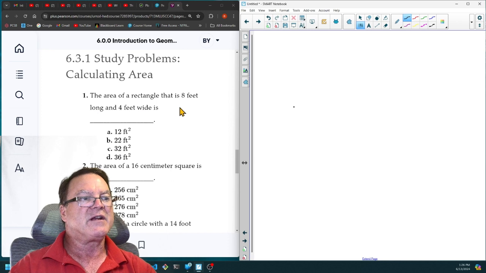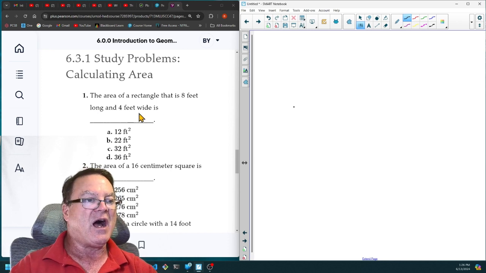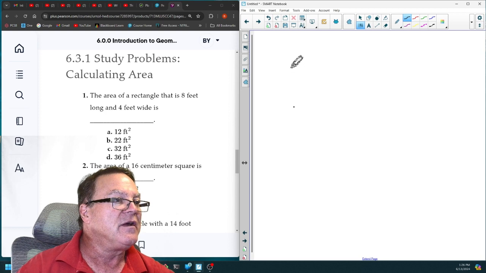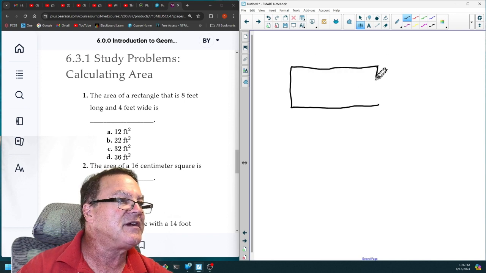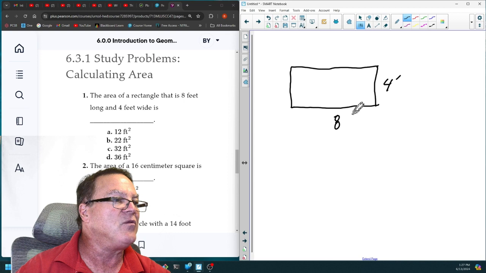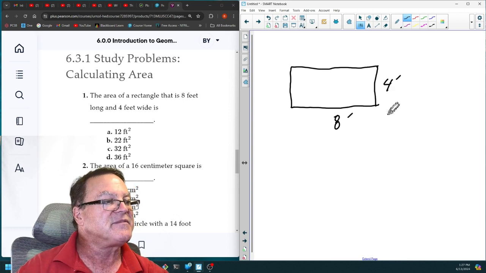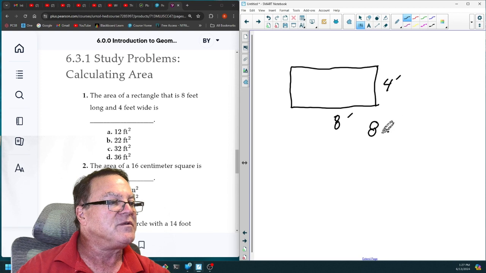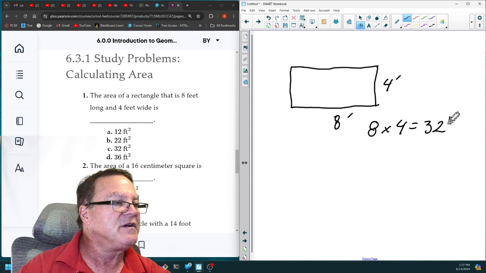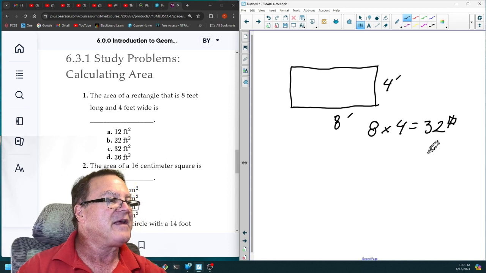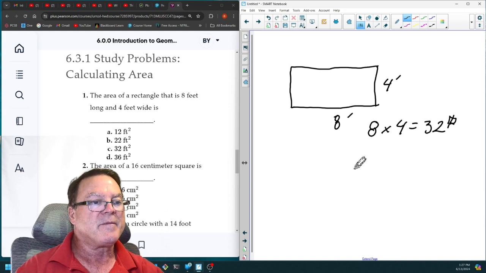Number one says the area of a rectangle that is 8 feet long and 4 feet wide. So let's draw. It's always good to draw yourself a picture so you know what you're dealing with here. So here, that's a terrible rectangle, but we're saying our rectangle is 4 feet high and 8 feet wide. So we would multiply 8 times 4, and we would say that this rectangle is 32 square feet. And that's the symbol for square feet. So our answer is C, 32 square feet.